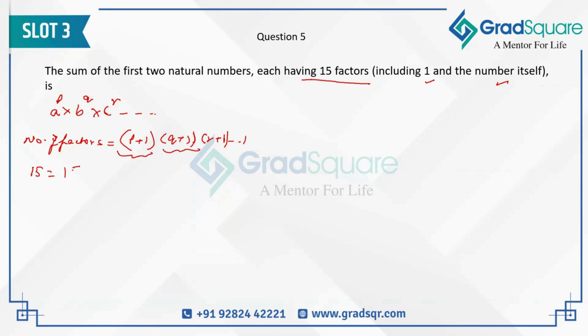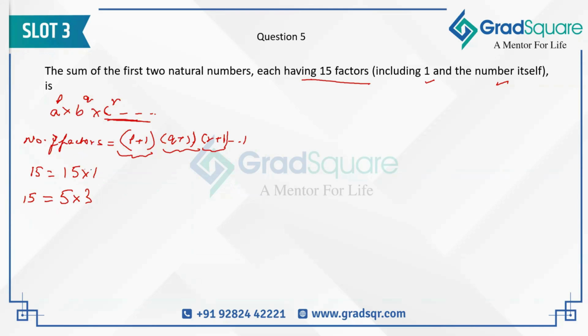So one way to write this is 15 into 1. The second way to write it is 5 into 3. There's no other way to write it. Yes, I understand that you can say that it can be 5 into 3 into 1 into 1 into 1 any number of times. But in that case, r plus 1 will become equal to 1. That means r will be 0. That means all of these terms will become 1. So it does not make sense. So you have only two options. Either 15 can be written as 15 into 1 or 5 into 3.